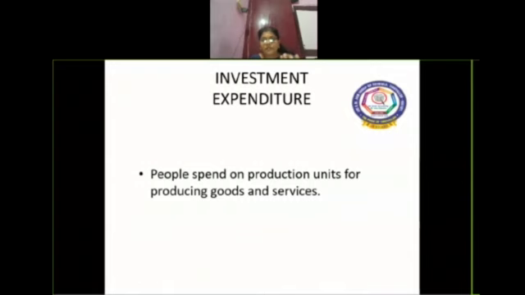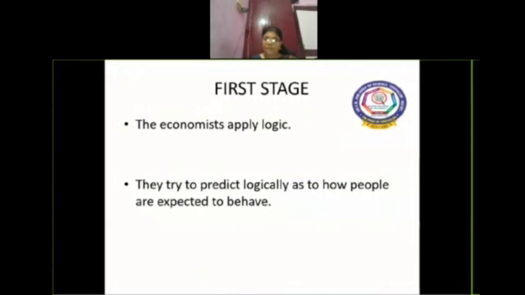So production, consumption, and investment, these are the three basic economic activities performed throughout life. Definitely each and every person has to be involved in production, consumption as well as investment. So keep these three things in your mind, children. These are the basic economic activities of the people.